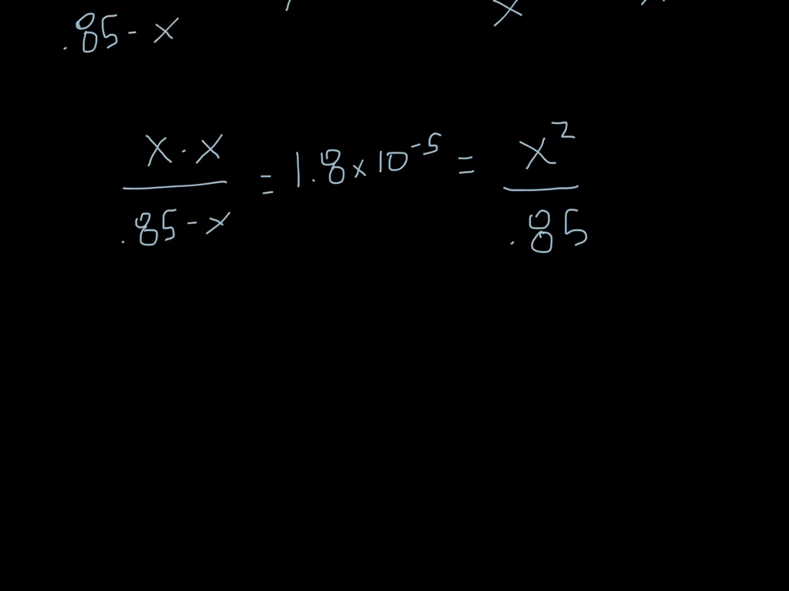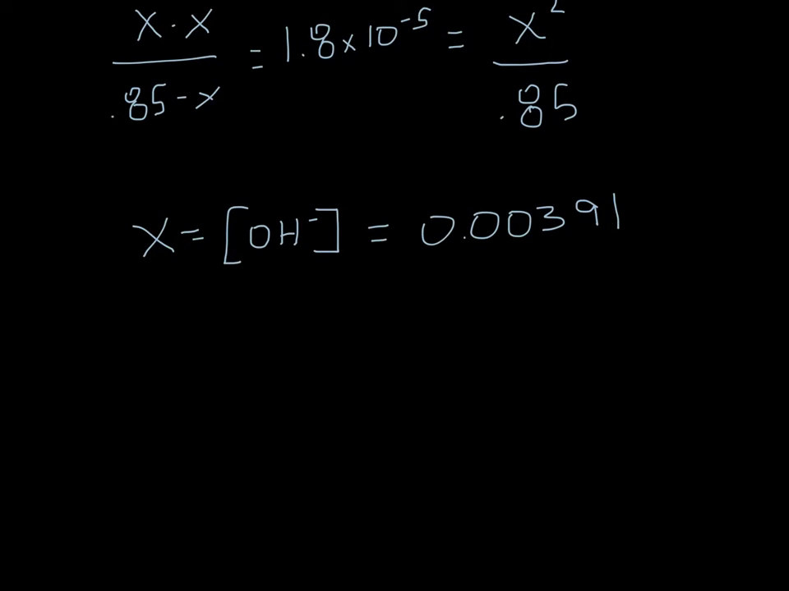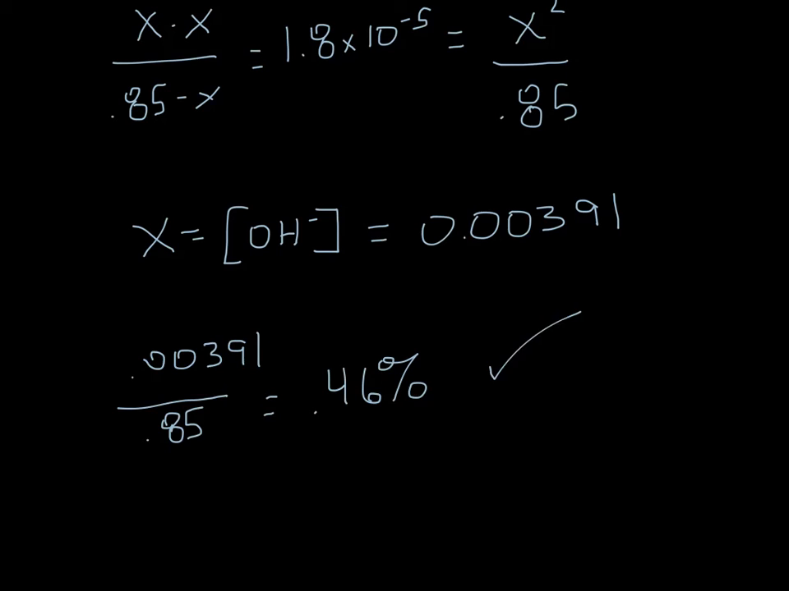I like to remind myself, I'll say that x is equal to, remember, this is the concentration of the hydroxide ion. That's important for our last step. That's equal to 0.00391. I'm going to do a quick check for whether or not x is negligible, and I'll do 0.00391 over 0.85. That was my initial concentration. And I find that this is 0.46%, so that checks out. Remember, anything under 5% ionization is negligible x.